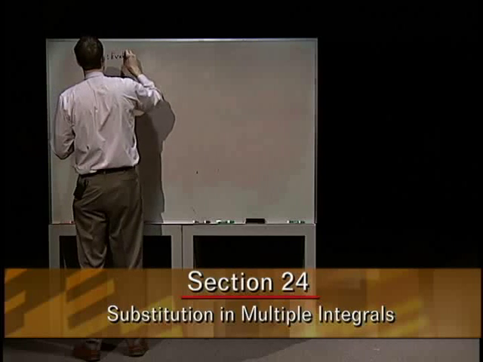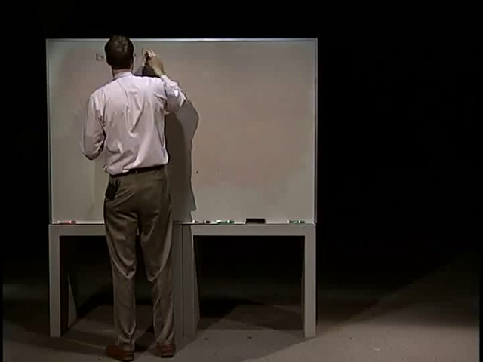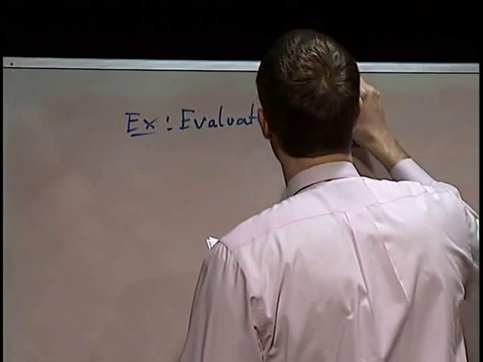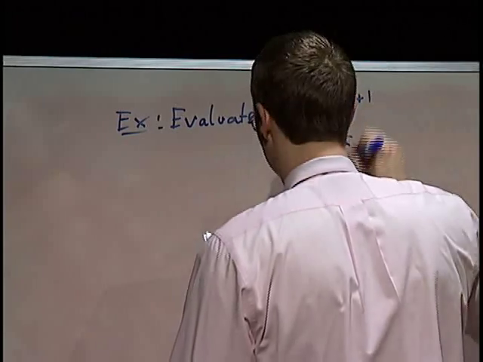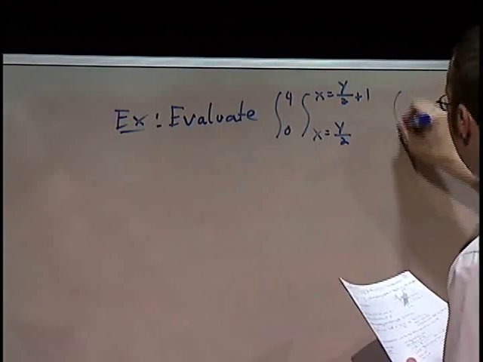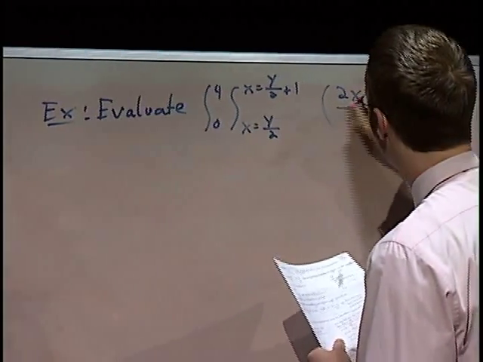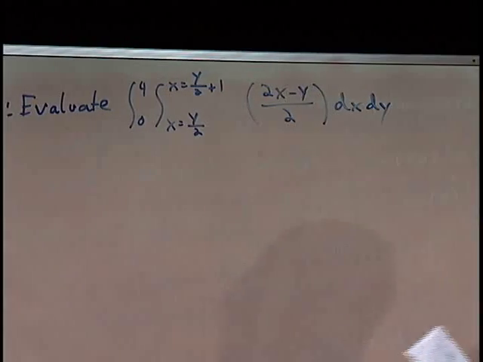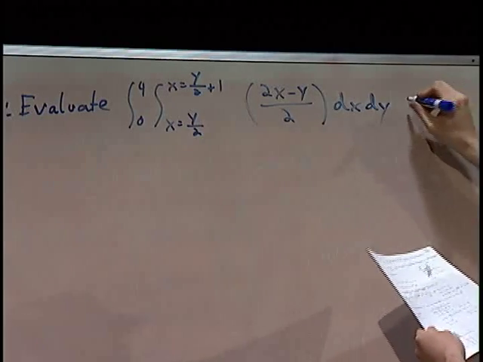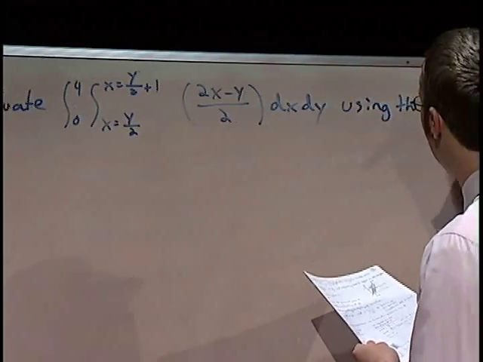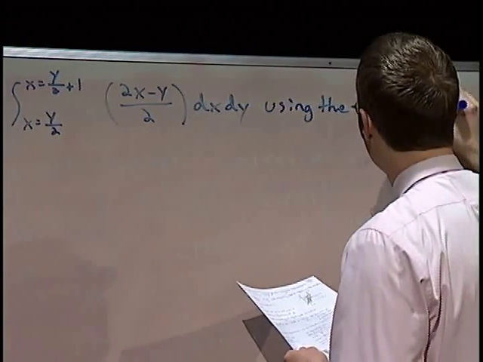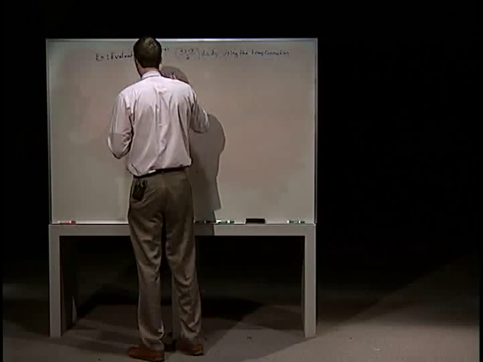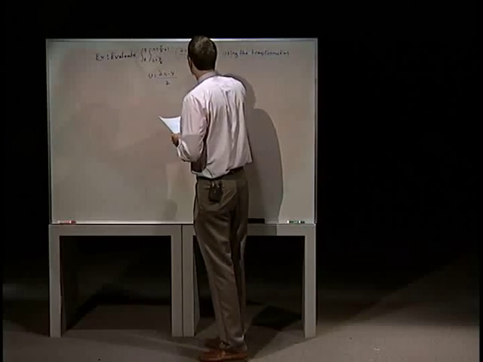So let's evaluate the integral from y equals 0 to 4, x equals y over 2 to x equals y over 2 plus 1, of the function 2x minus y over 2, dx dy. Okay, let's do that. And then let's use the transformation, so using the transformation u equals 2x minus y over 2, and we'll use v equals y over 2.